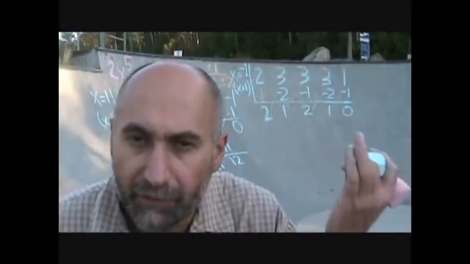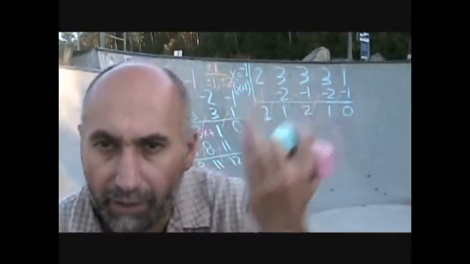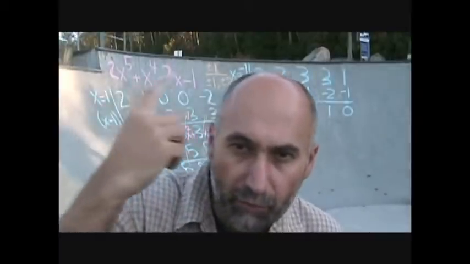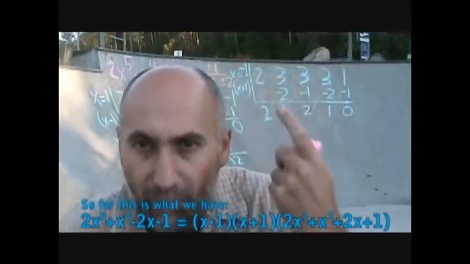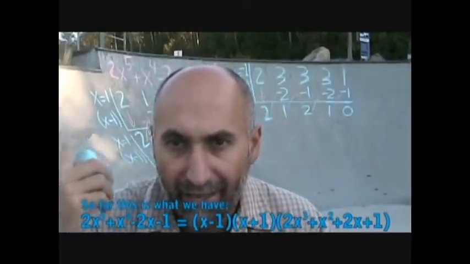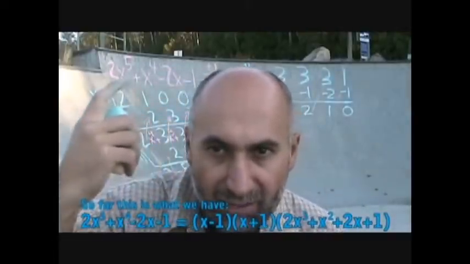Doing the synthetic division, we ended up with a 0, so now we know x is equal to negative 1 is a factor of this guy, which means it's also a factor of this guy. So far we found 2 factors, x minus 1 and x plus 1, are factors of this guy.